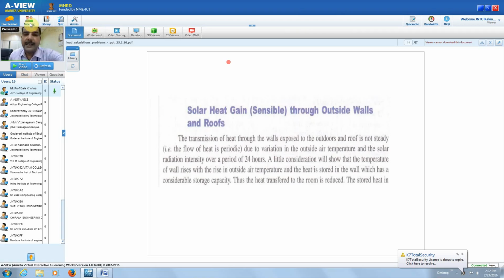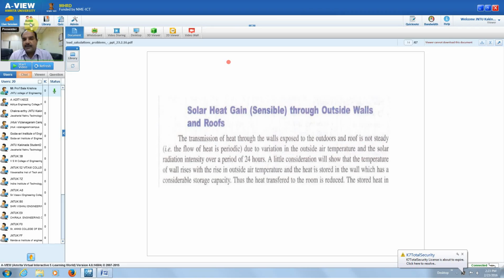Then the solar heat gain, or sensible heat gain, through the outside wall and roof. The transfer of heat through the walls exposed to the outdoors and the roof is not steady due to variation of the outside air temperature and the solar radiation intensity over the period of 24 hours. A little consideration will show that the temperature of the wall rises with the rise in outside air temperature, and the heat is stored in the wall, which has a considerable storage capacity.